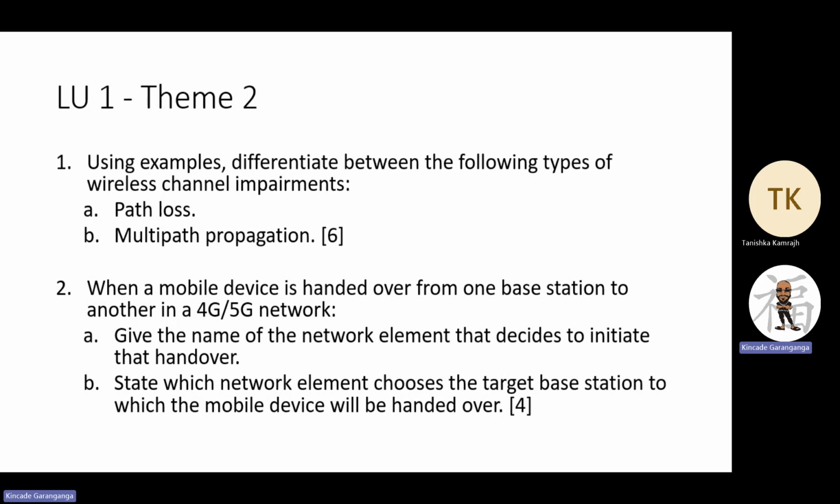So it's important to understand what these specific key wireless channel impairments do for us when it comes to network configurations, and obviously what mechanisms can be put in place to try and circumvent those issues.